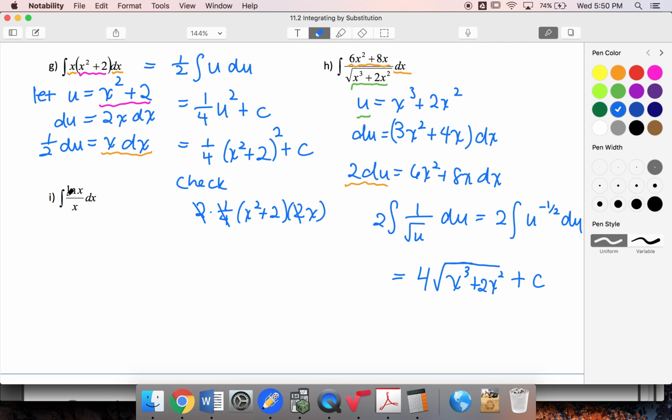Here, I want to think about the fact that the derivative of ln of x is 1 over x. So if u is ln x, then du is 1 over x dx. So I can substitute here. I get the integral of u du. Integral of u is a half u squared, but my u was ln x, plus c.